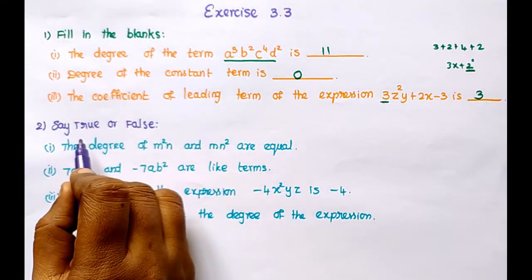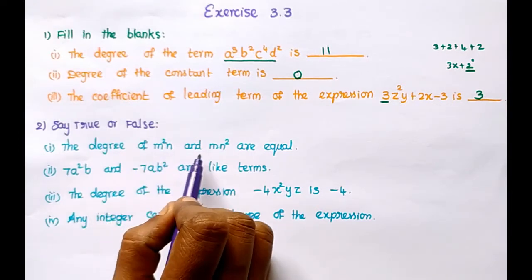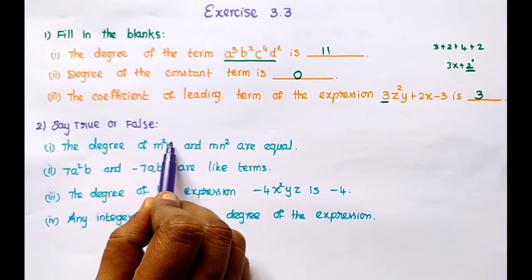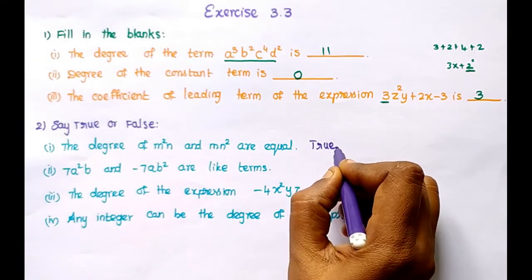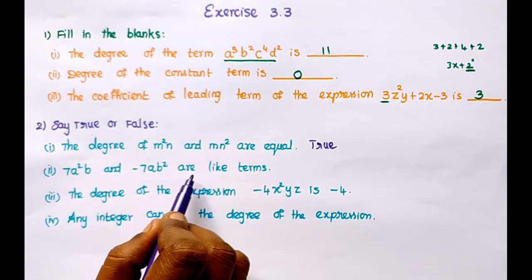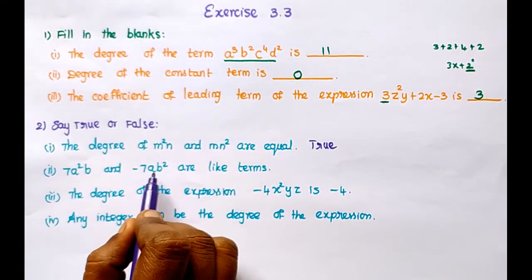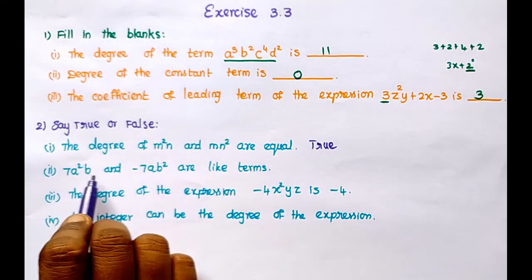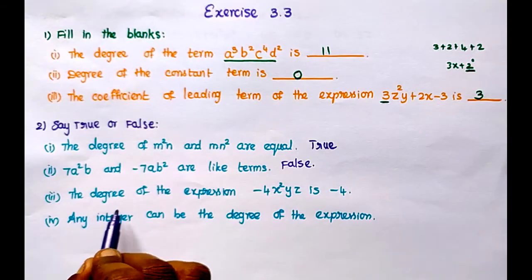Next one, say true or false. Listen, the degree of m squared n and mn squared are equal. Right? 2 plus 1, 3. Here also 1 plus 2, 3. So, it is true. Next, 7a squared b and minus 7ab squared are like terms. Is it like terms? Here a squared b, but here a b squared. Like terms would need the same a squared b, but here the powers are different. So, that is false.